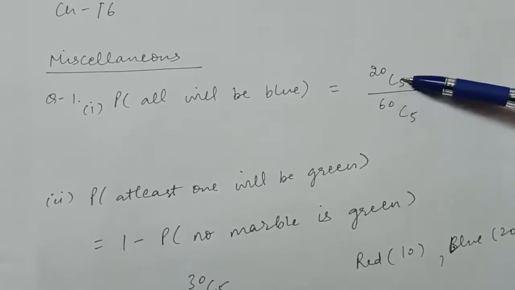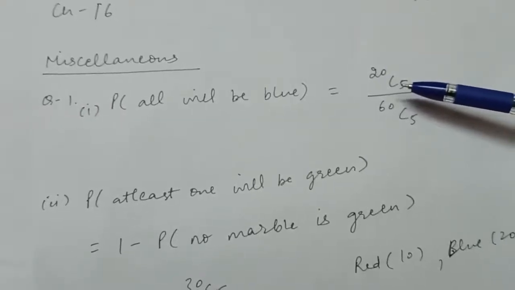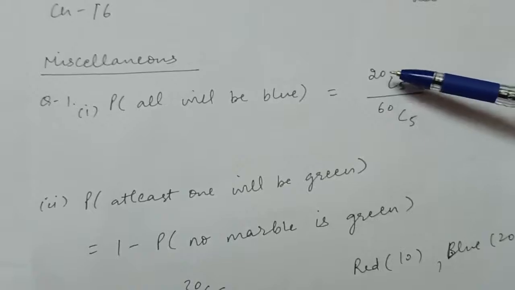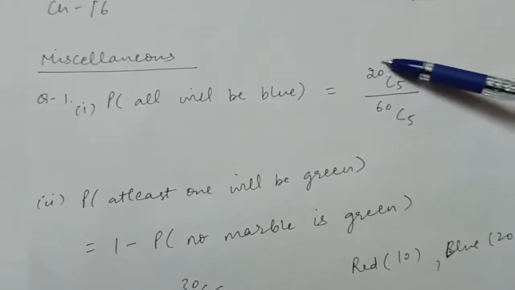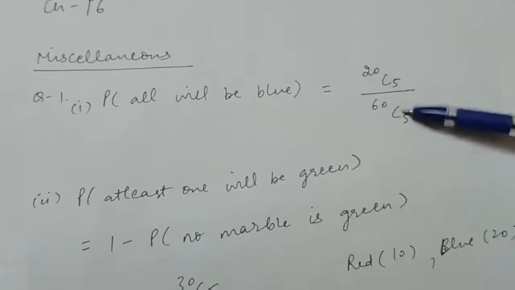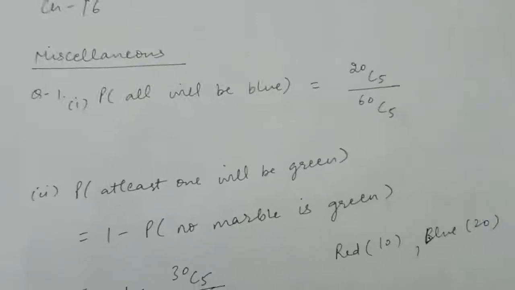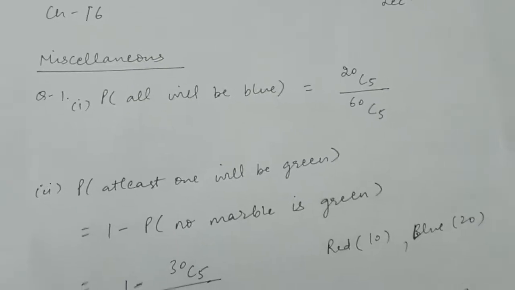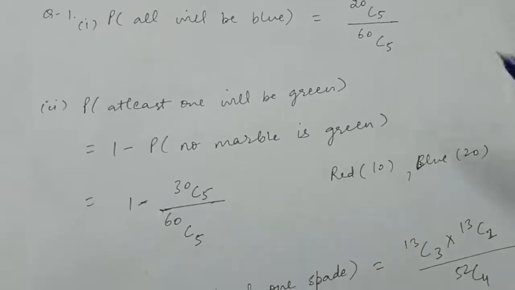And favorable will be, because we want all the 5 selected marbles to be blue, therefore out of 20 we have to select 5. These 20 are blue marbles, right? You are not required to solve this. You can leave it here because it is a very big calculation. If there is less calculation, then you have to do it.